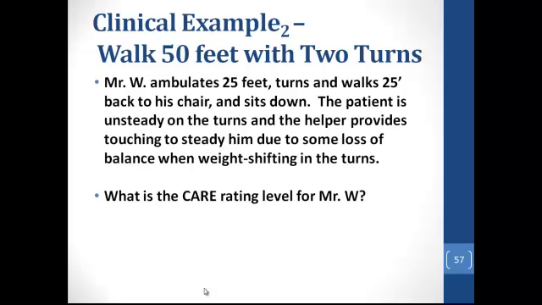Example 2 is Mr. W, who ambulates 25 feet, turns, and walks 25 feet back to his chair and sits down. The patient is unsteady on the turns, and the helper provides touching to steady him due to some loss of balance when weight shifting. What is the care rating level for Mr. W? The best response is supervision or touching assistance. The patient is only unsteady on the turns, and that's when the helper provides touching to steady him.